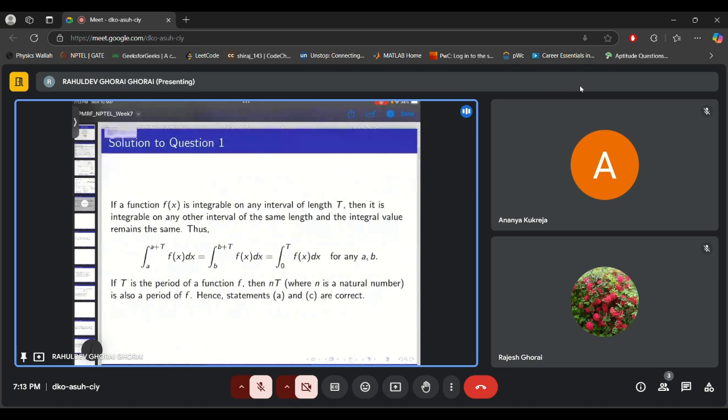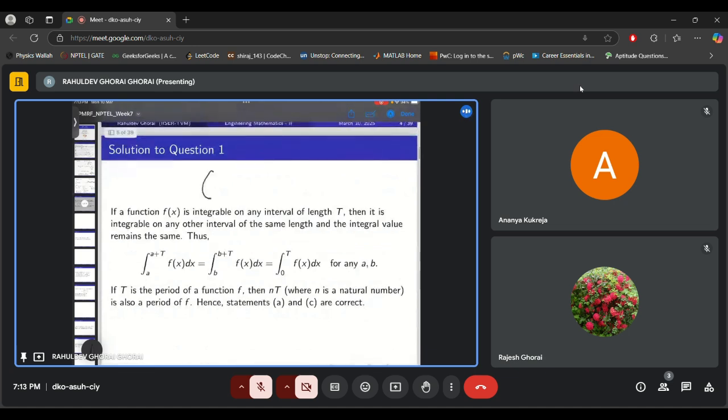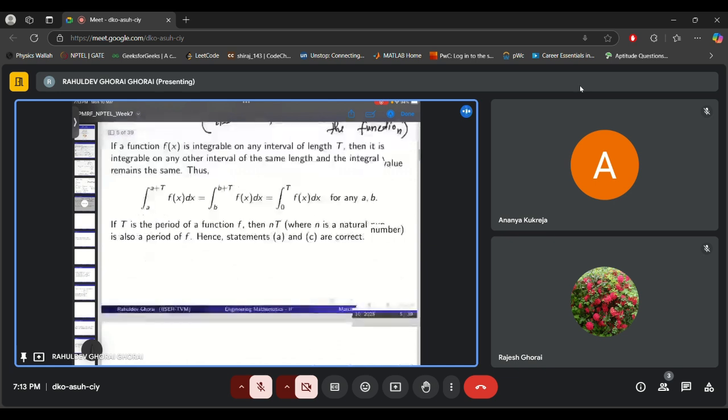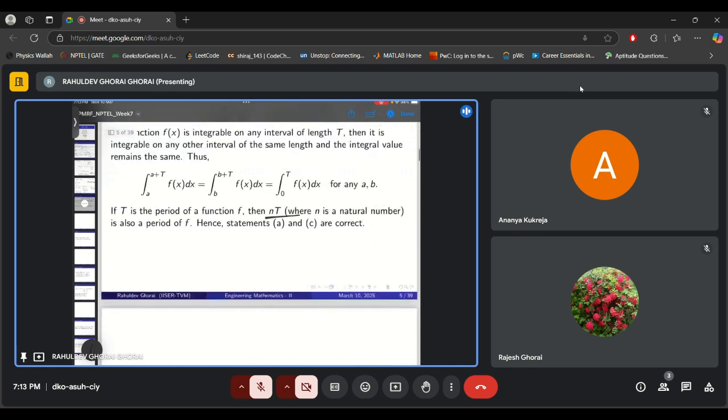I have given the solution, but you have to assume periodicity of the function. Okay, so nT, where n is a natural number, is also a period of f.